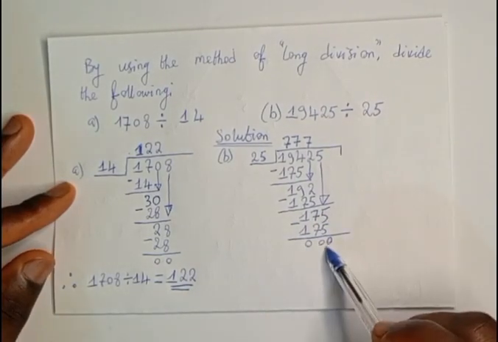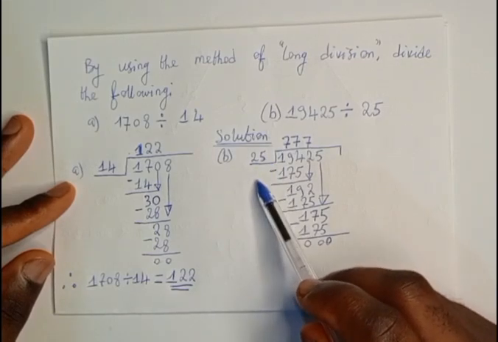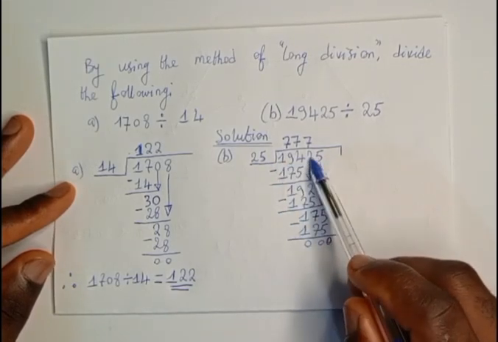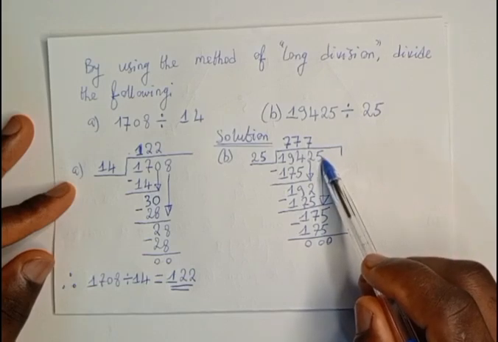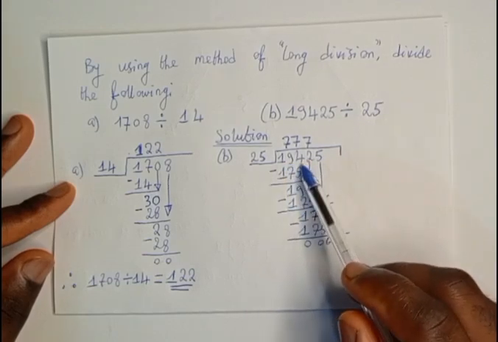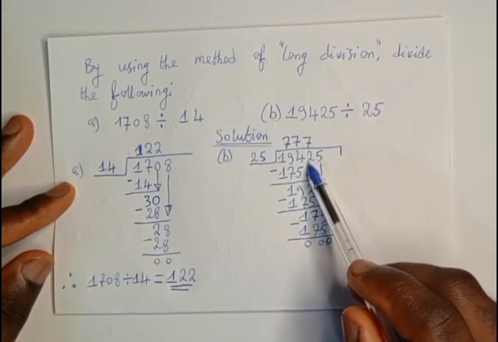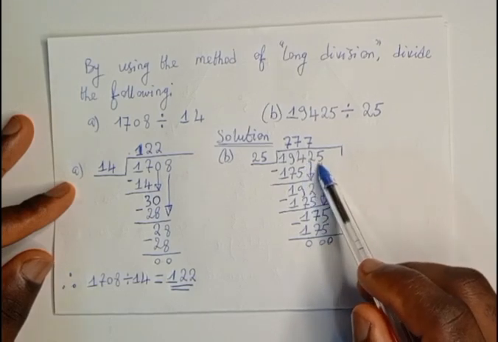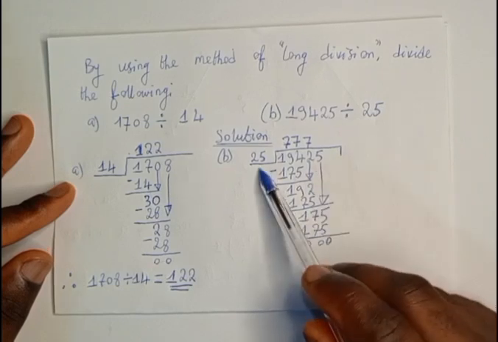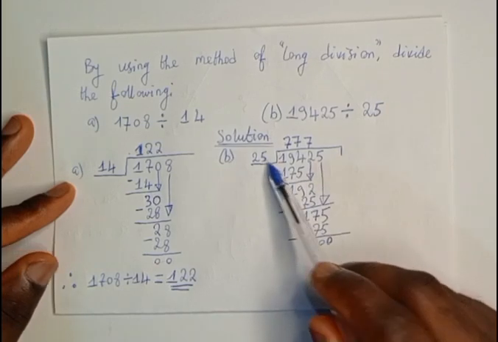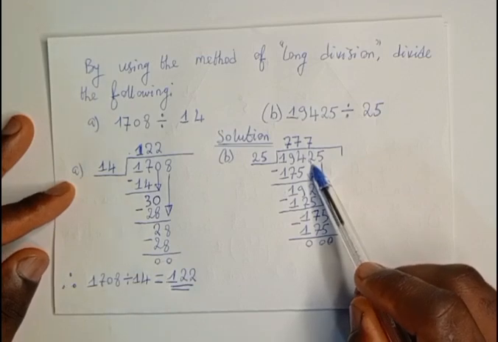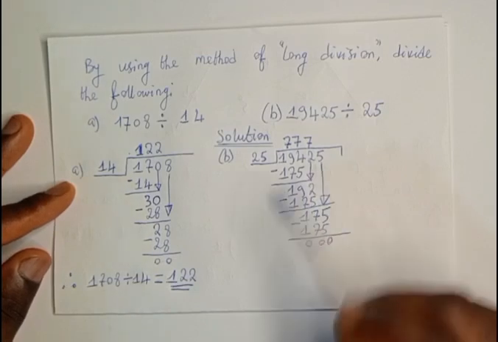Since the remainder is 0, it simply means 25 is a factor of 19,425. You can see the number 19,425 ends with 25. The last two digits of this number is 25. That means it is a multiple of 25. Remember our lessons on tests of divisibility of numbers.